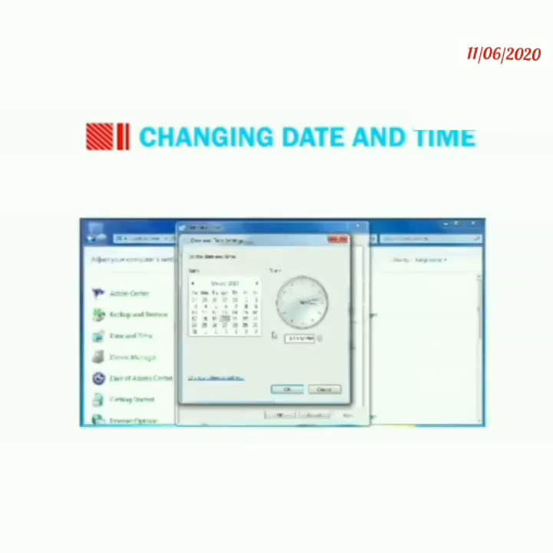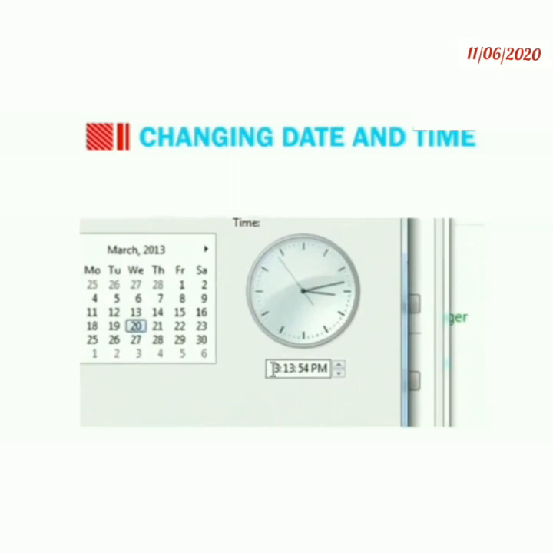To change time, follow the steps as shown on the screen. To change the hour, select the hour in the text box and then click on the arrow to increase or decrease the hours accordingly. Similarly, you can change the minutes and seconds.